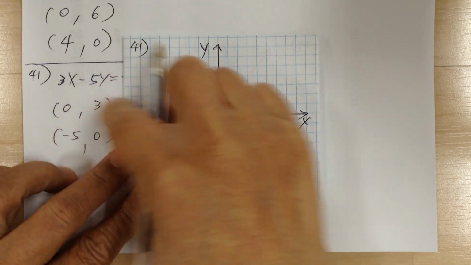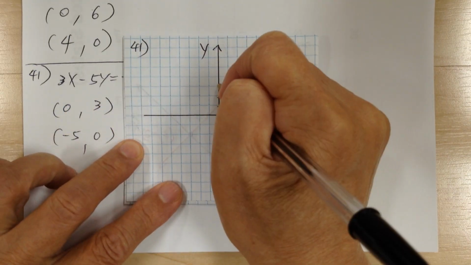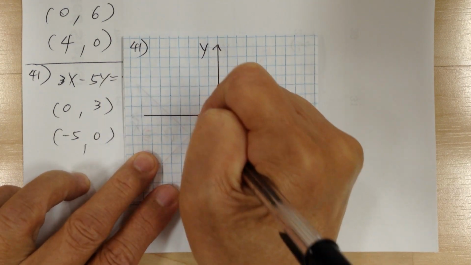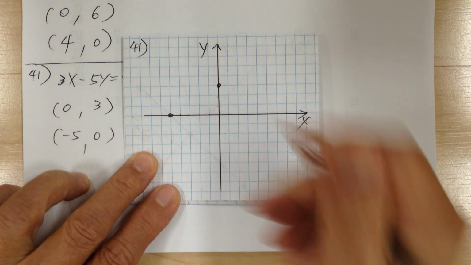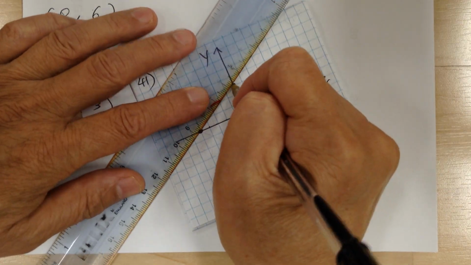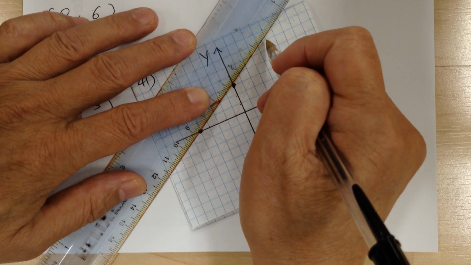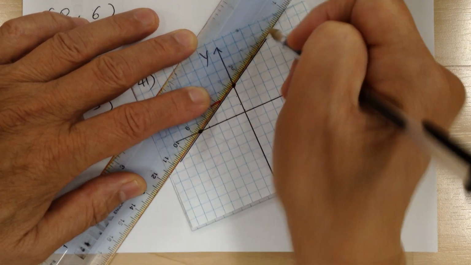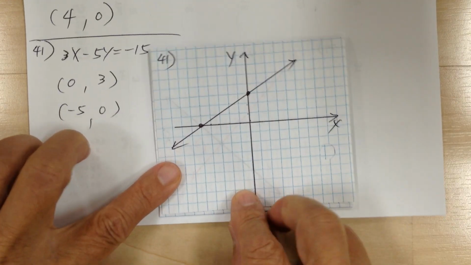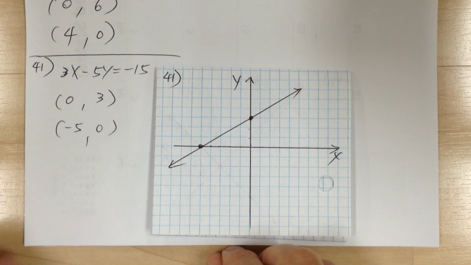So first point is 0, 3, so 0, 3, 1, 2, 3. Next point is negative 5, 0, so negative 1, 2, 3, 4, 5, negative 5. So watch out for the negative direction. And so this is the graph for number 41.